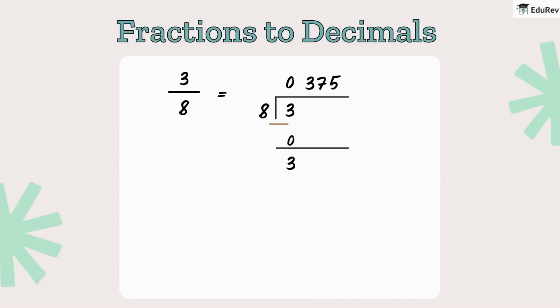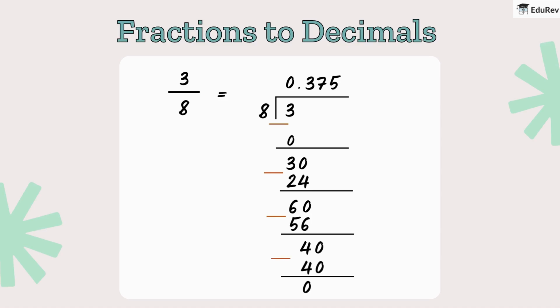So after the 0, we add a decimal point and a 0 after the 3. Now, 30 divided by 8 is 3 with 6 left over. Again we add a 0 after 6. So, 60 divided by 8 is 7 with 4 left over. Adding 0 after 4. 40 divided by 8 is 5. So, 3 by 8 as a decimal is 0.375.